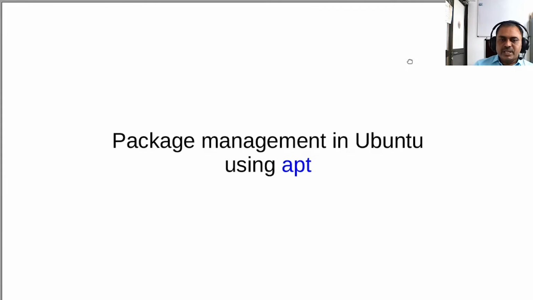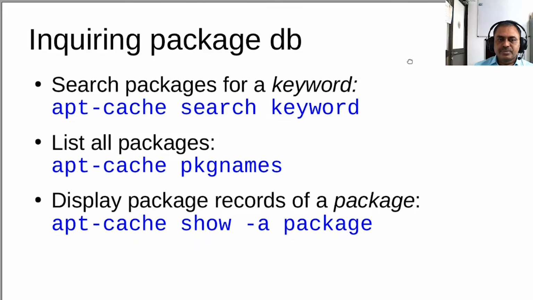So we will now use the apt package management system to explore the packages on an Ubuntu operating system. Here are a few ways by which you can use the apt-cache command. You could search for a keyword, you could ask for all the packages that have been installed on the operating system, and you could also ask for the detailed information of a particular package or a list of packages. So let us look at these commands by actually running them on the command line.